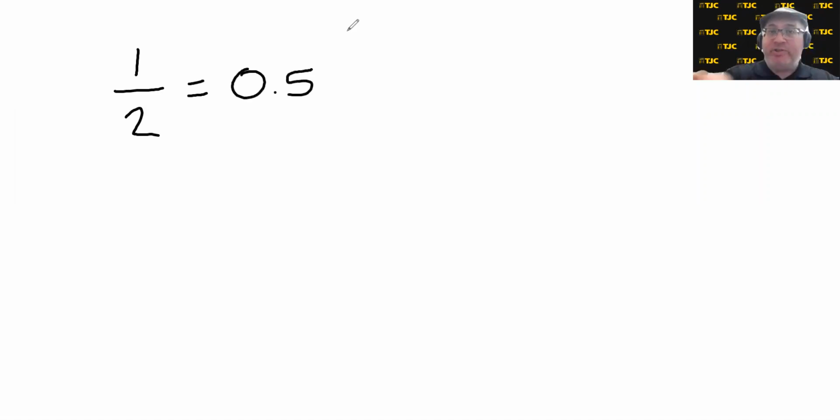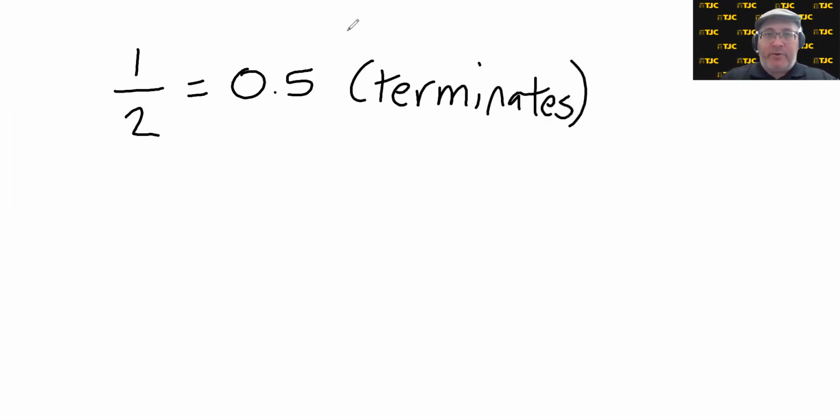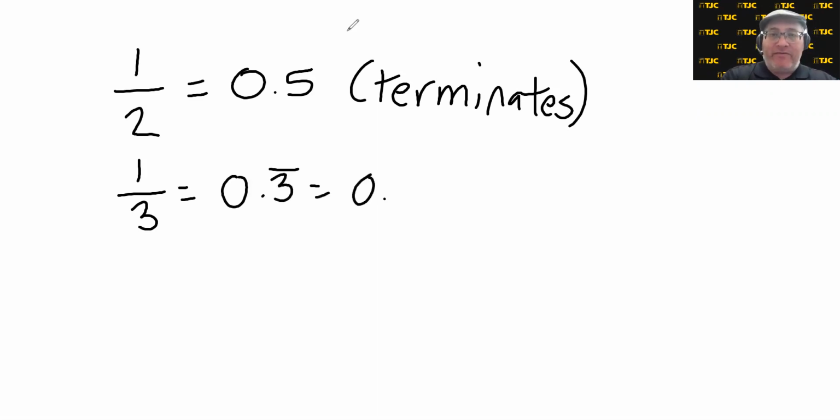1/2 is a rational number. It's a ratio of two integers. And most of you know that 1/2 as a decimal is 0.5. As a decimal, that terminates, which is a fancy way to say that it ends. So that is a terminating decimal. It represents a rational number. However, 1/3 as a decimal, you might know is 0.3 repeating. And that bar is just a fancy way of saying the 3 repeats forever. So this is a repeating decimal.